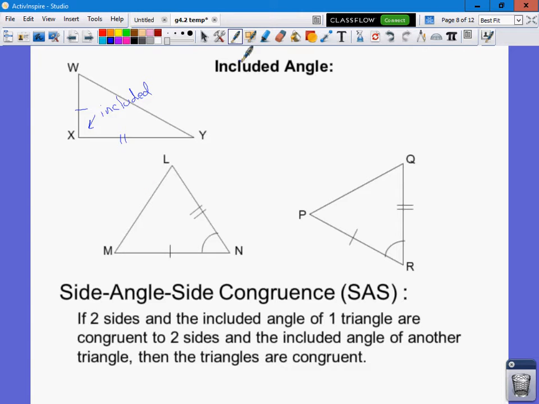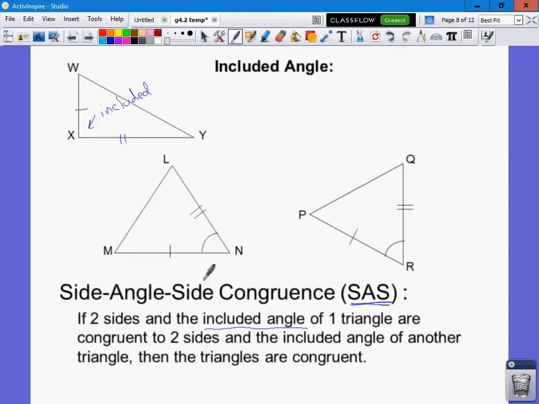But we need to know what an included angle is in order to talk about the next way to prove triangles are congruent. The other method to prove a triangle congruent is side angle side. Again, you'll never have to write out the words, just SAS. Notice that the angle is stuck between the two sides. In other words, if two sides and the included angle of a triangle are congruent to two sides and the included angle of another triangle, then the two triangles are congruent.